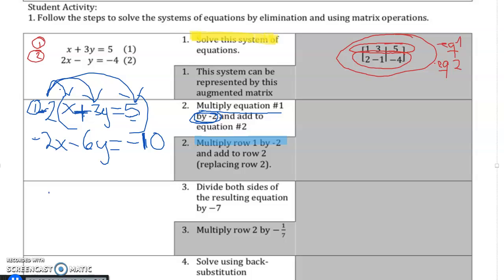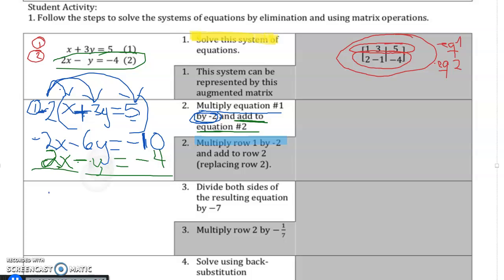Now, why do we do that? So that we could then add that equation to equation number 2. Equation number 2 is this one from here, so I'm going to write it down: 2x minus y is equal to negative 4. And now we're going to do what it says there. We're going to add them.